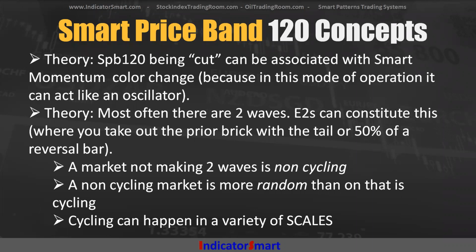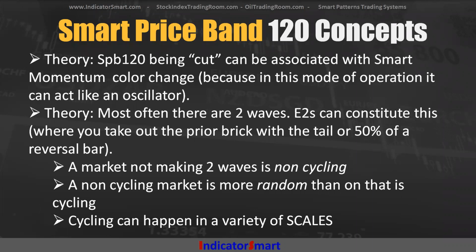Theory number two, and this goes way back, I would teach this forever: most often there are two or more waves. If you don't get two waves, then the market is non-cycling. What do we call it when you don't get two waves? For those who know, it should be coming to mind right now. Otherwise, we call it an encompassing pattern.